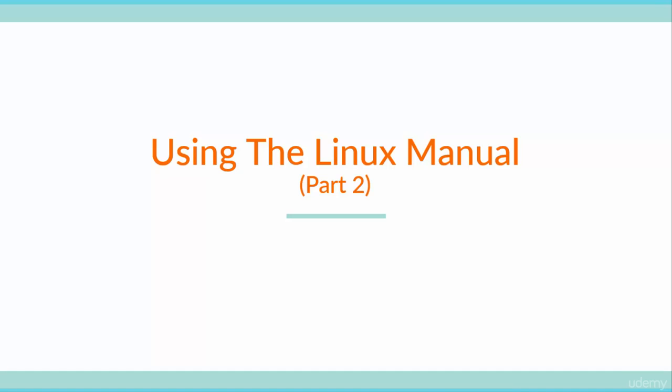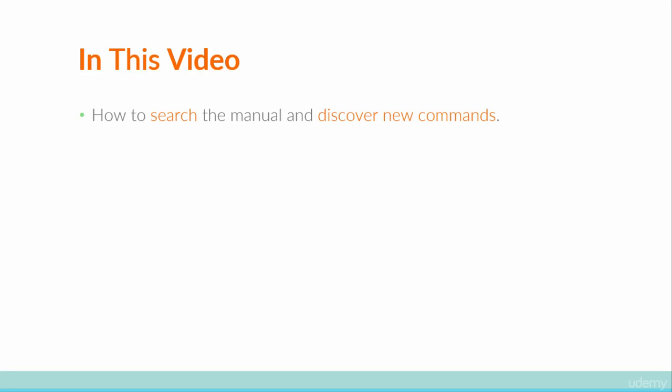Now, in the last video, you learned about the structure of the Linux manual, and you saw the way that it was broken up into 8 sections. And those 8 sections each deal with a different part of the Linux experience. Now, we're going to take that theory from the last video, and turn it into practice in this video. So, in this video, you're going to learn how to search the manual and discover new commands.